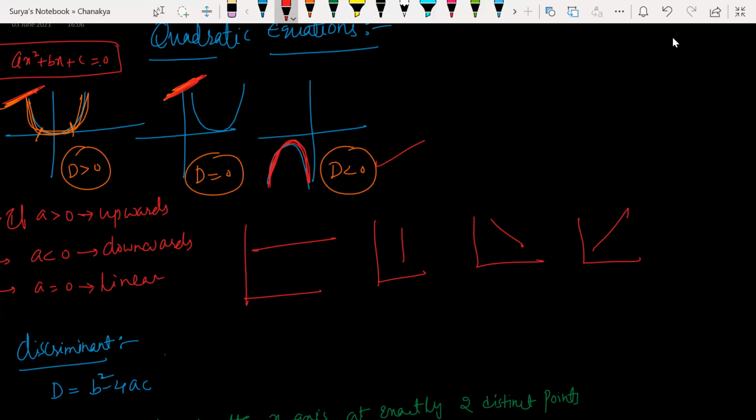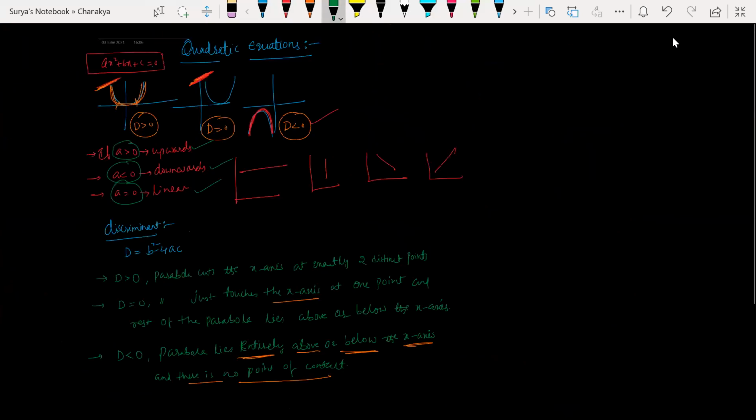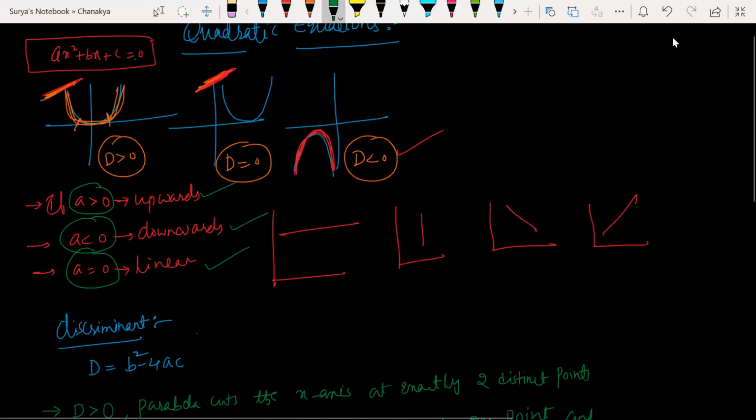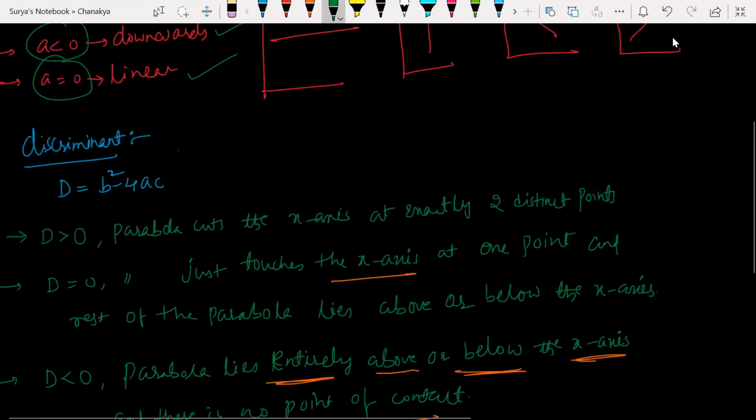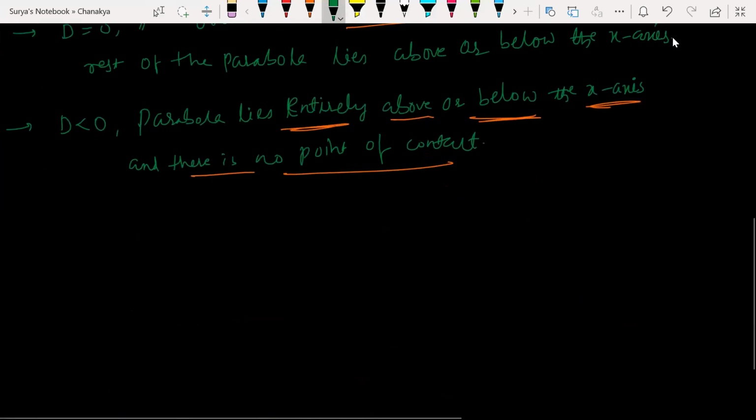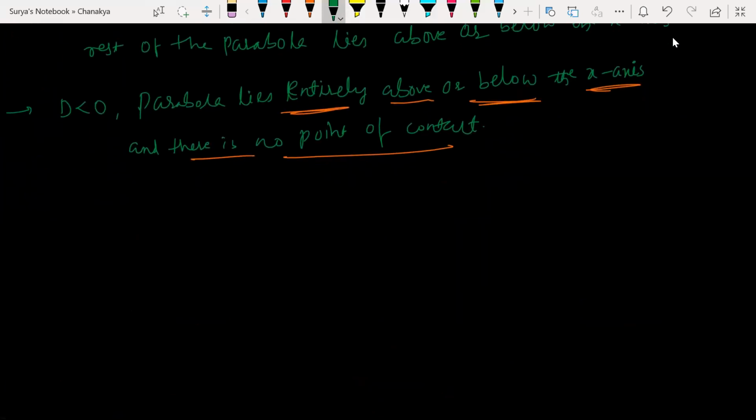And when the parabola will be upwards: if a is greater than 0, the parabola will be upwards. If a is less than 0, the parabola will be downwards. If a is equal to 0, it will be linear. This is how the diagram will be, right? Understood, guys? So this is what we have learned in the previous class.